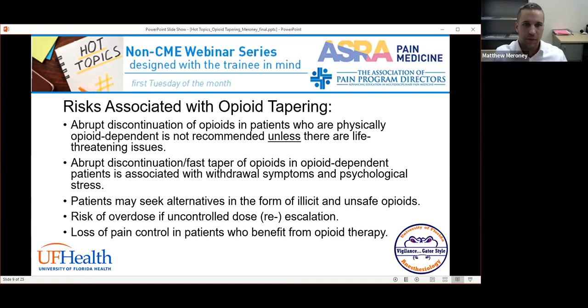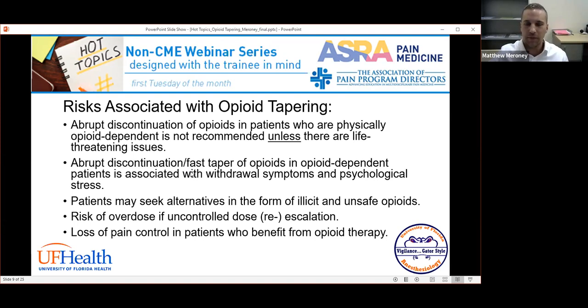So it's really important to think about, if you're going to taper, among other things, the speed at which you're going to do that. If the patient's not putting their life at risk due to abuse or overdose, then we really want to try to avoid abrupt discontinuation. I'll show you a little bit of data beyond that, but it's likely not going to go well, at least from the patient's standpoint. It's obvious that withdrawal symptoms and psychological stress are going to explode.